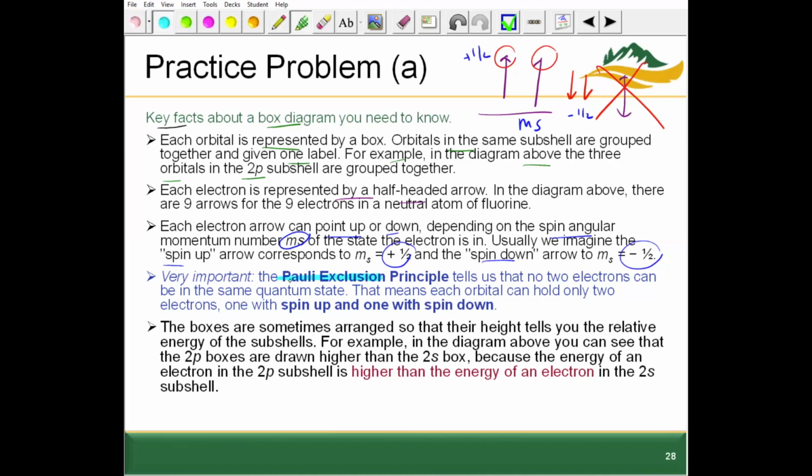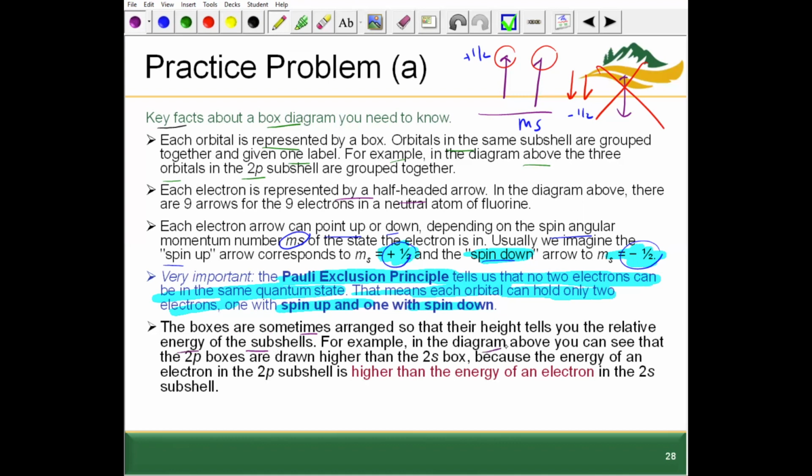Then again, this Pauli exclusion principle tells us that no two electrons can have the same exact four quantum numbers. That means each orbital can hold two electrons, but one of the electrons has to have an ms value of plus 1/2, or spin up. The other ms value for the other electron has to then be spin down, or an ms value equal to minus 1/2. Then the boxes are sometimes arranged so that their height tells us the relative energy of the subshells.